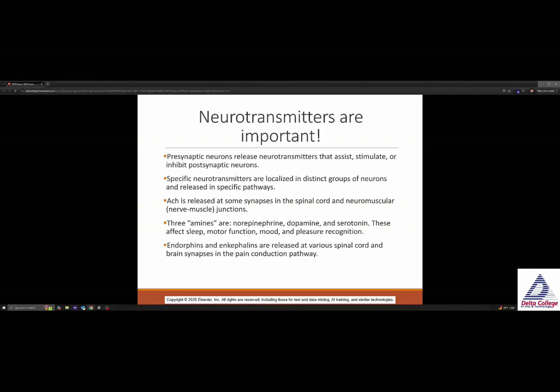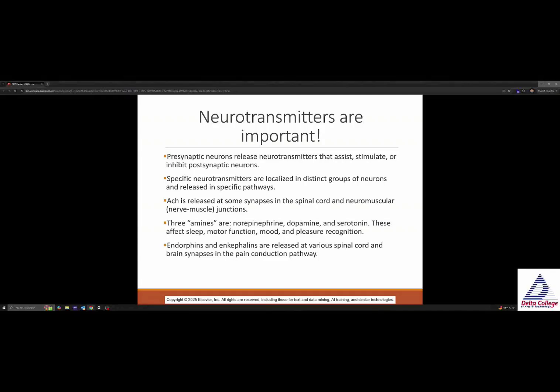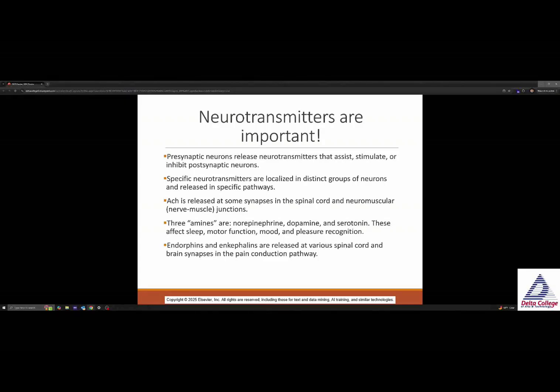Acetylcholine, or ACH, is released at some synapses in the spinal cord and the neuromuscular or nerve-muscle junctions that we've talked about. Then you have your three amines, which are norepinephrine, dopamine, and serotonin. These affect sleep, motor function, mood, and pleasure recognition. Then you have your endorphins and enkephalins, which are released at various spinal cord and brain synapses in the pain conduction pathways.